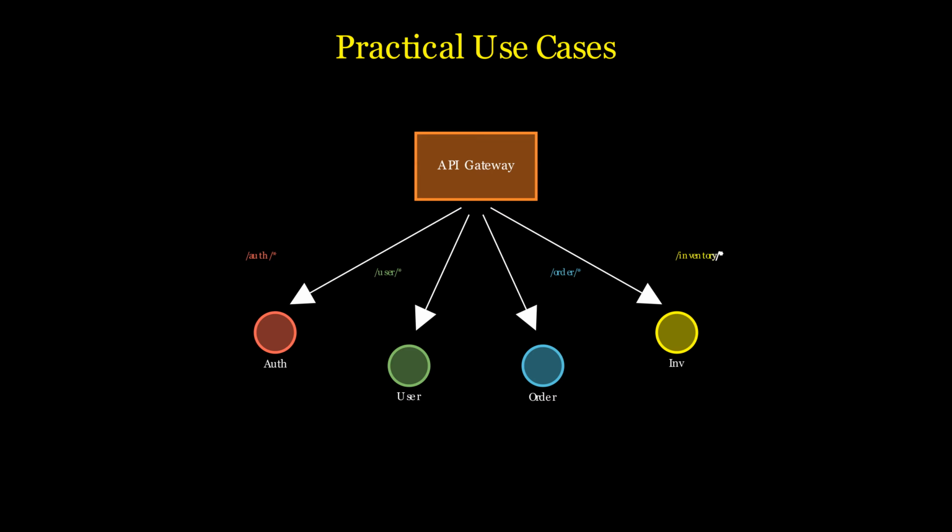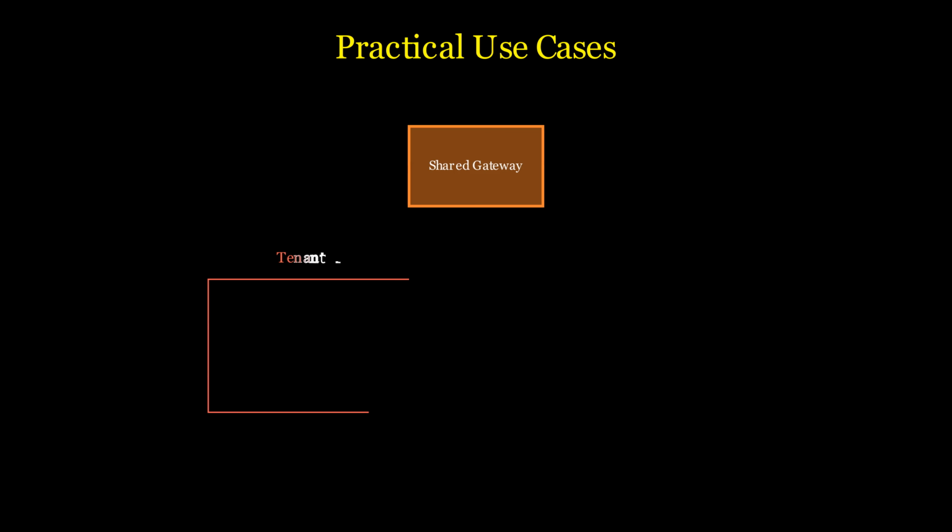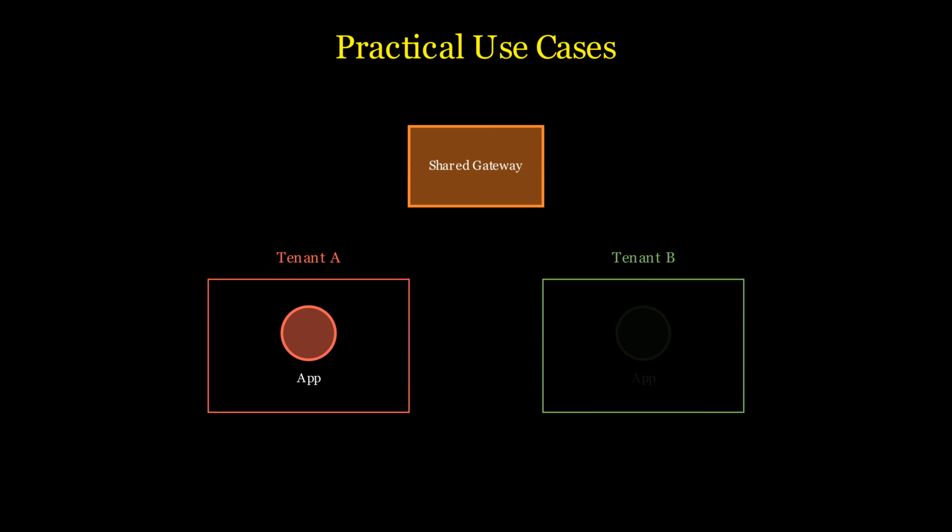Based on request paths, headers, or other criteria, the API gateway routes traffic to the appropriate microservice. For example, requests to auth/* go to the authentication service, while user/* requests go to the user service. Another important use case is multi-tenant applications. Gateway API allows you to route traffic to different tenant-specific services based on host names, headers, or other criteria.